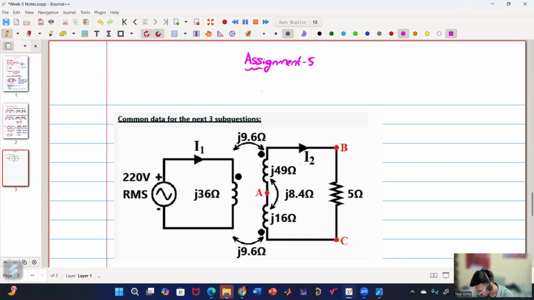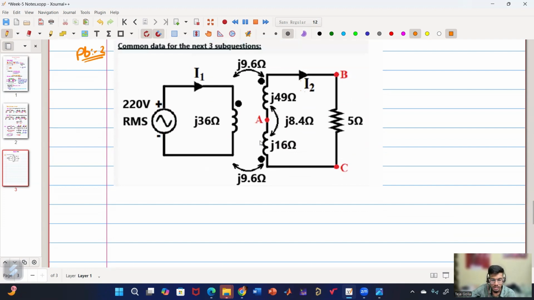This is assignment 5 from the year 2024, and this will be our problem 2. Okay. So now if you see, there are many things because there are three coils and they are coupled. Say this one is my coil one. Let me mark so that it will be easy. Let us use a different color because red is already there. Say this is coil one, this is coil two, this is coil three. So I2 again is coming here.